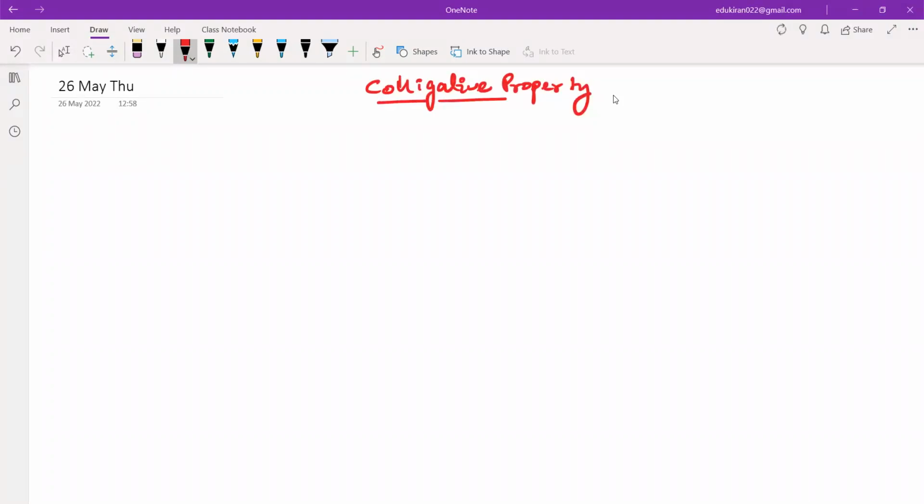Colligative property. Okay. Now, there is one suggestion from my side, especially for those who are preparing for NEET.